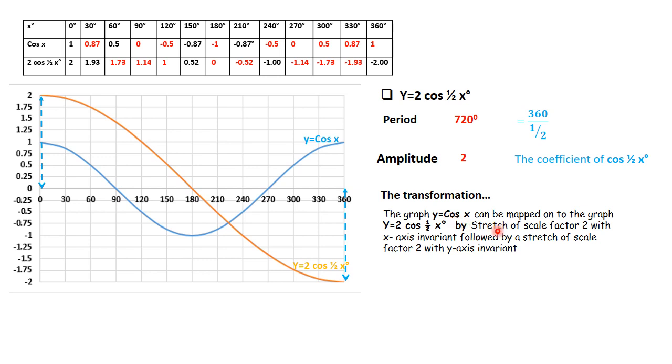So let me say the stretch of scale factor 2 with x-axis invariant means, since the x-axis is not changing, or invariant, the y-axis is being multiplied by 2. So here the amplitude was 1, it is now being multiplied by 2. Okay, so that's what that first half means. Stretch of scale factor 2. In other words, the amplitude is multiplied by 2. With x-axis invariant, x-axis not changing. So we're only changing the y-axis.